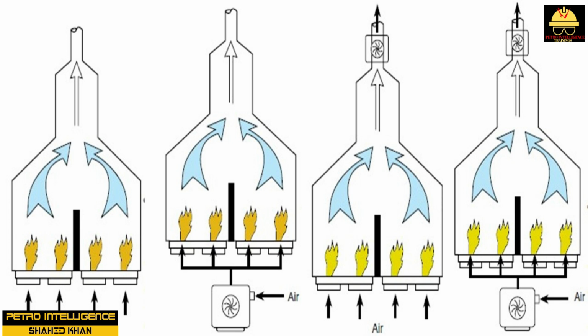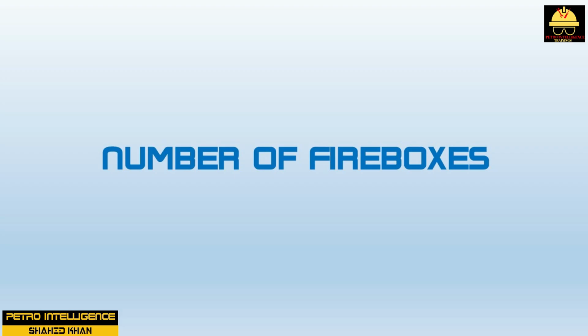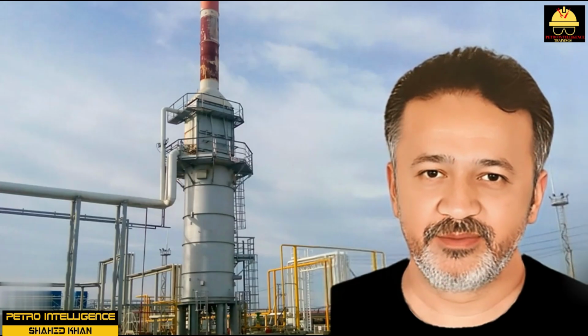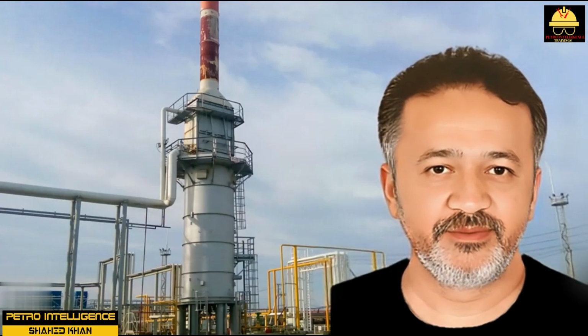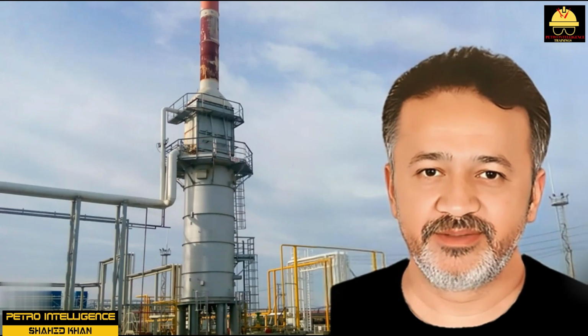In an induced draft furnace, a fan located below the stack pulls air up through the firebox and out the stack. Balanced draft furnaces require two fans, one inducing flow out the stack and one providing positive pressure to the burners. Number of fireboxes. A furnace can have one or two fireboxes. A double firebox furnace has a center wall that divides two combustion chambers. Hot gases leaving the two chambers meet in a common convection section.